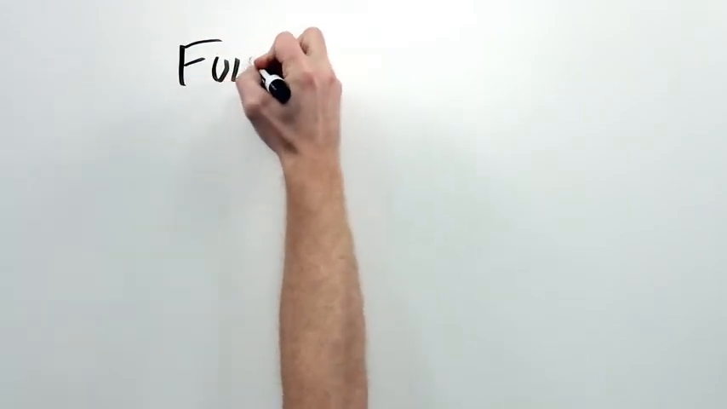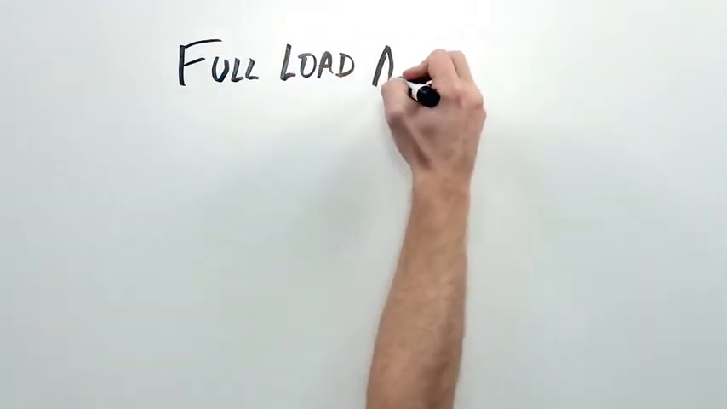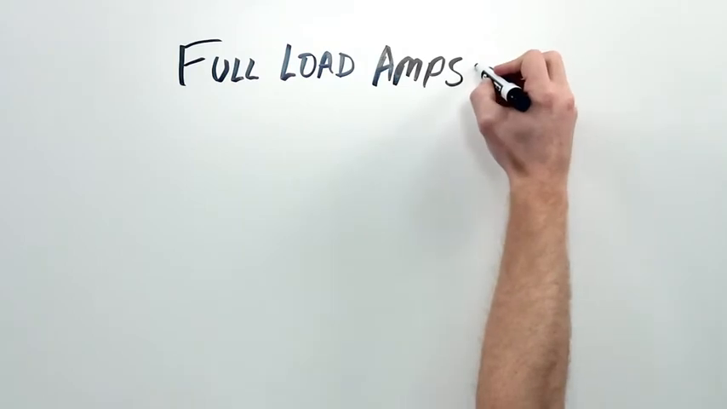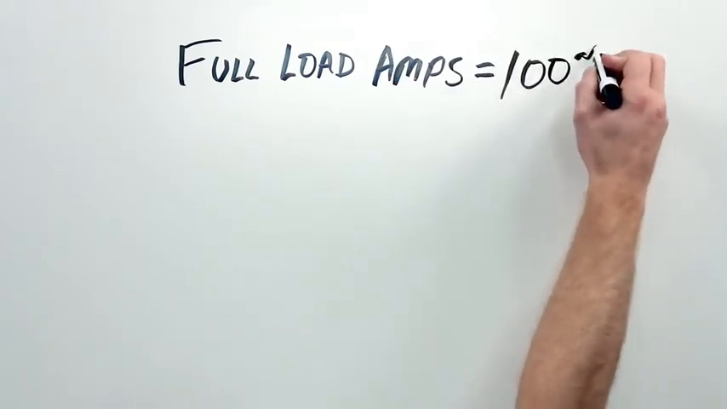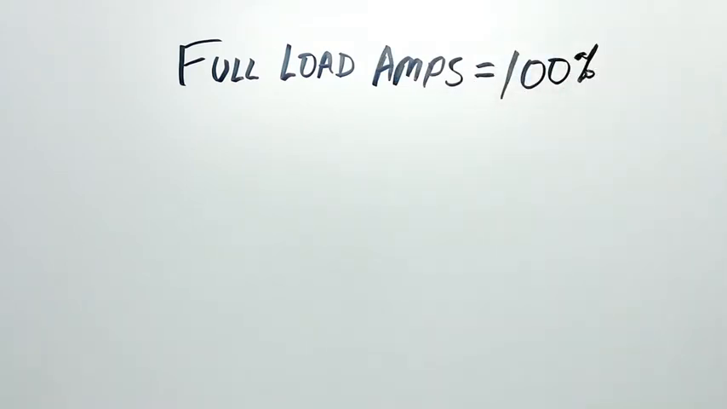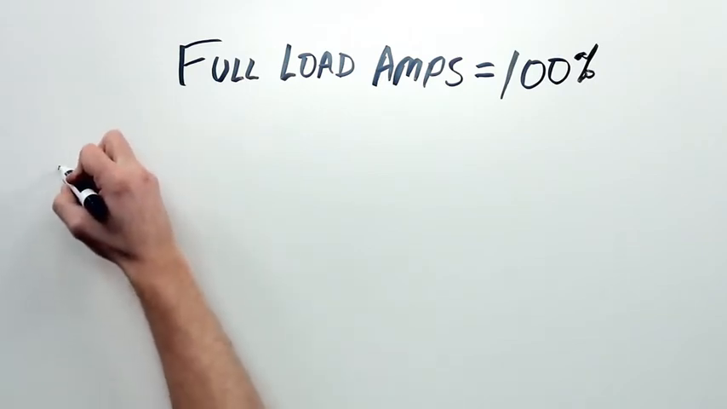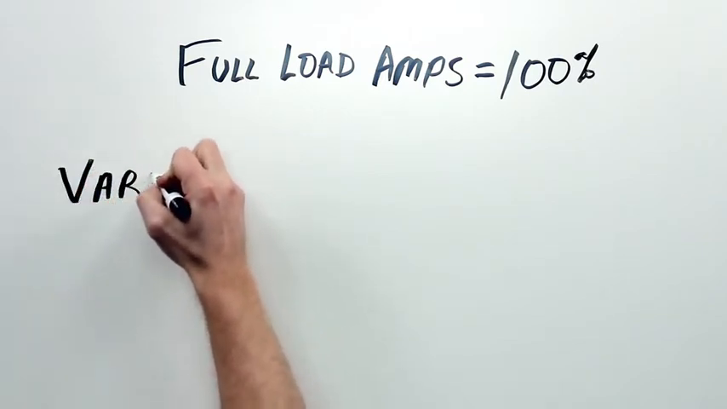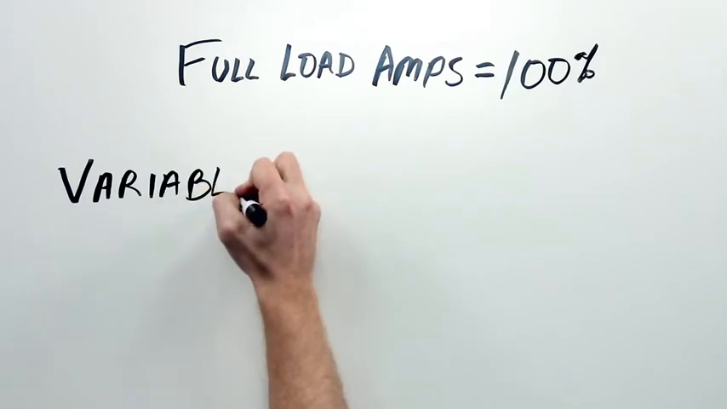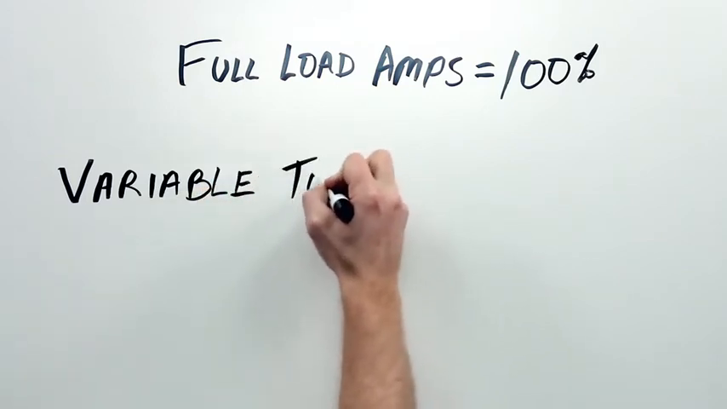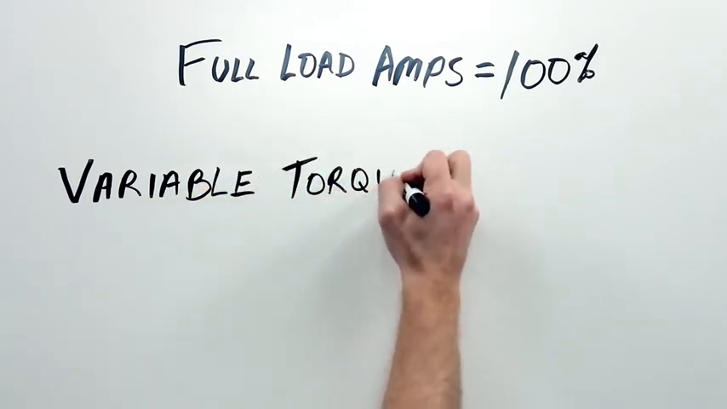Every drive needs to be able to supply the motor with its full load amps, or FLA, in order for the motor to run at full speed. But if the load changes or encounters extra load momentarily, we need the drive to handle the extra current draw from the motor without shutting down.